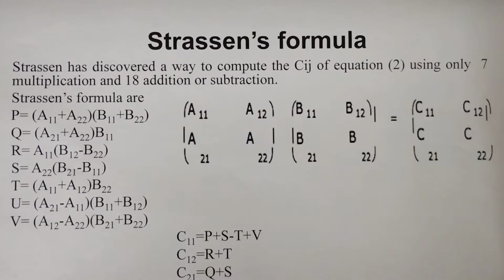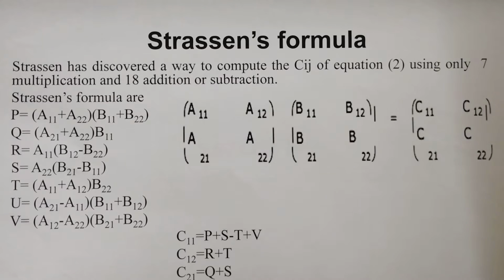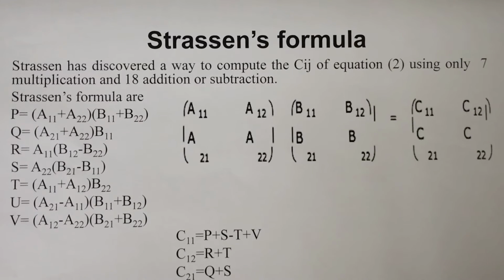So, before going into this, we should know what a matrix is, what matrix multiplication is, and what the time complexity of matrix multiplication is. After seeing all those, we'll come to Strassen's formula and how we benefit from Strassen's formula for performing matrix multiplication.